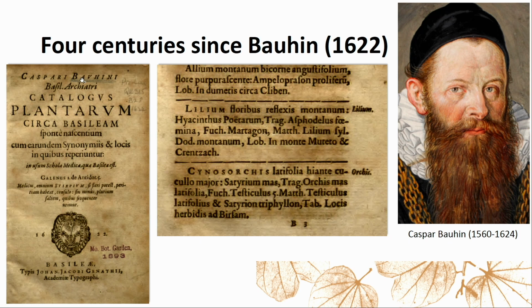So 400 years ago, the first floristic work from Switzerland appeared, which was a local flora of Basel and its surrounding areas, published by Caspar Bauhin. And the format may be unfamiliar, but we have a name, Lilium floribus reflexis montanum. Then there are some synonyms, and then there is a locality, in Monte Muteto at Grenzach. So if you're from Basel, you know where it is more or less. So this contains all the information.